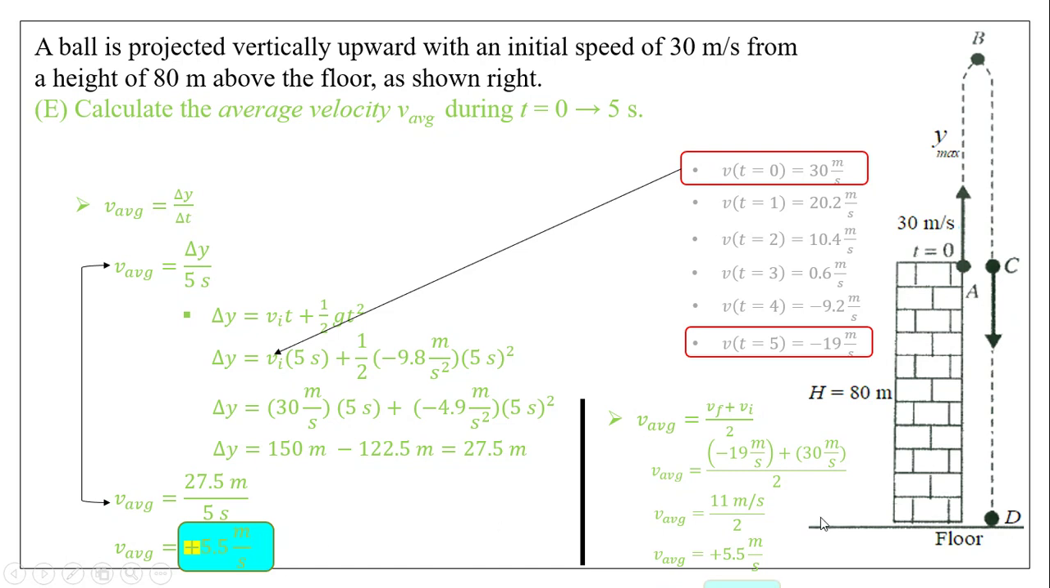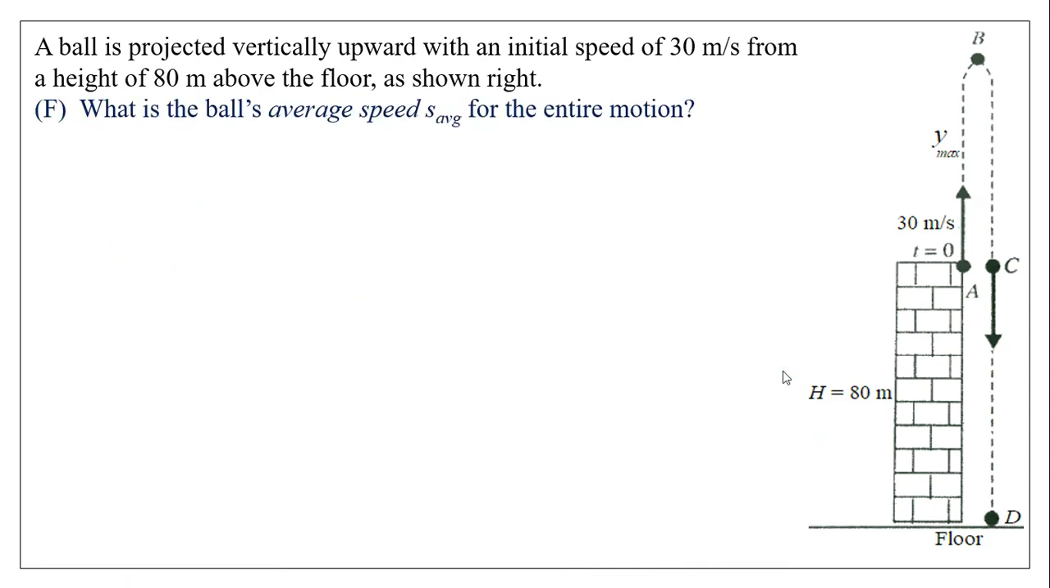Okay, so that's that. I like this strategy a lot, assuming you can list out all your velocities carefully without any hiccups. All right, let's do part F. Part F asks for the ball's average speed for the entire motion. This one's a little harder to do and takes a bit more thinking.